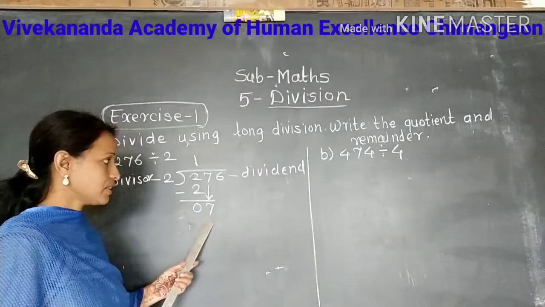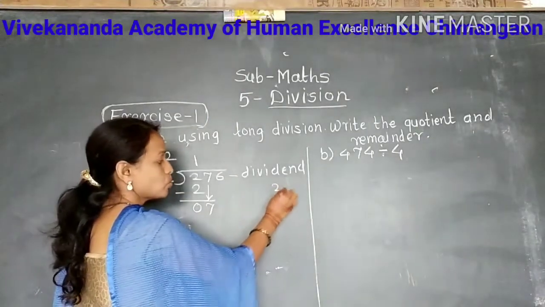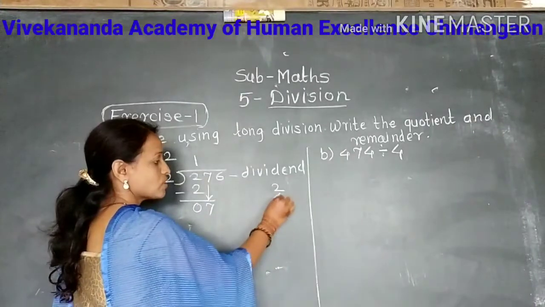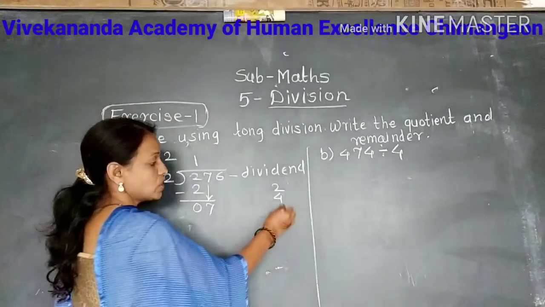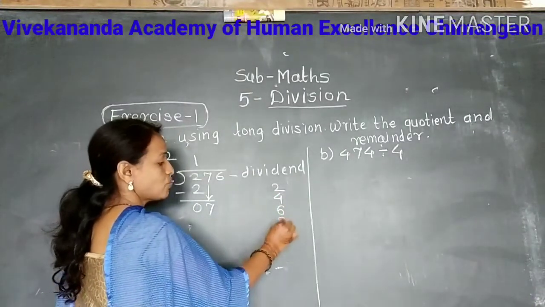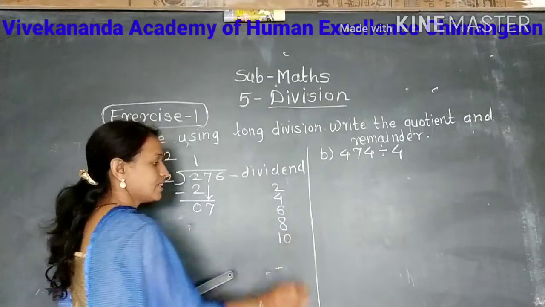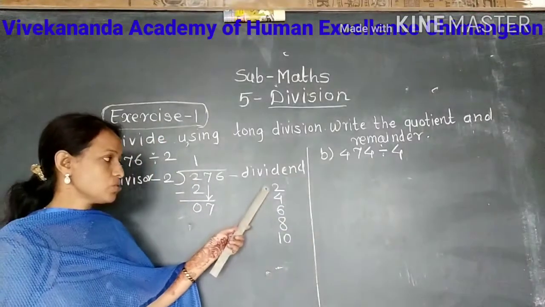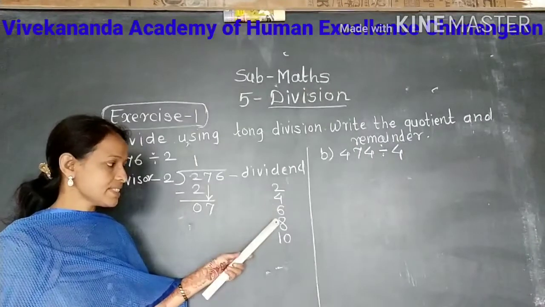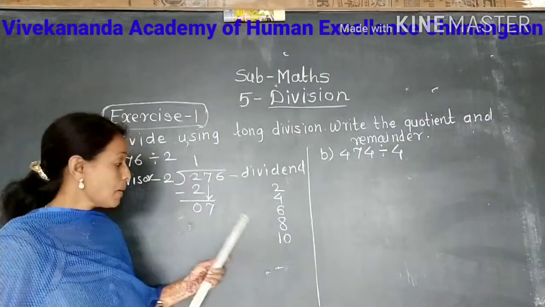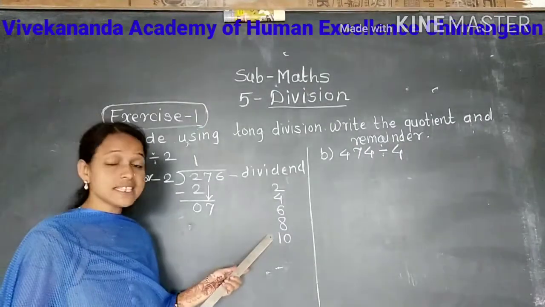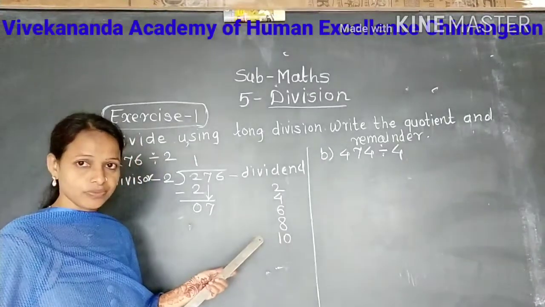Now 7. Here I will write the table of 2. 2 ones are 2, 2 twos are 4, 2 threes are 6, 2 fours are 8, 2 fives are 10. 7 is not a multiple of 2.